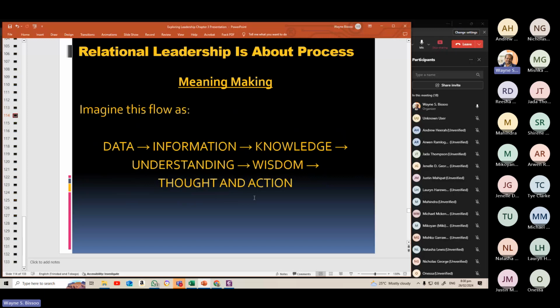So this is meaning making. Data is converted into information. That information is then the basis of developing our knowledge. That knowledge leads to our understanding. That understanding then helps us to develop wisdom, and that wisdom drives our thoughts and actions. So this is the flow of meaning making. This is what I was talking about in terms of the diagram about this meaning-making thing. All right.